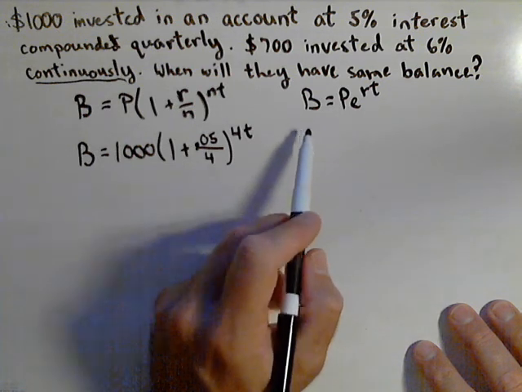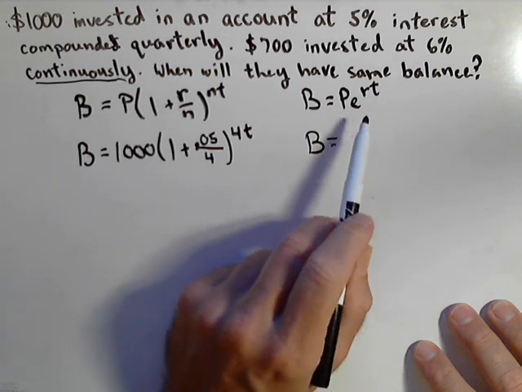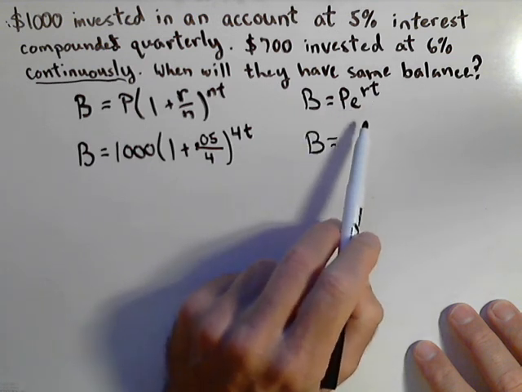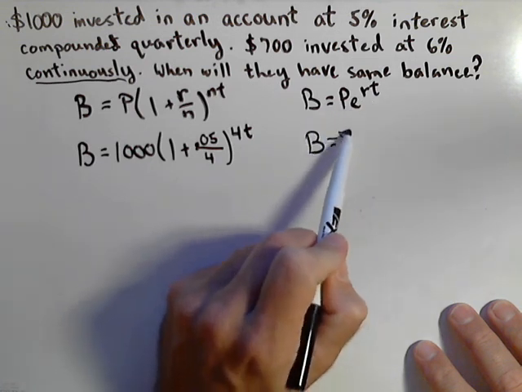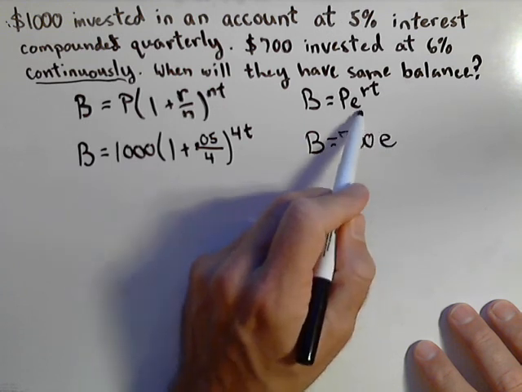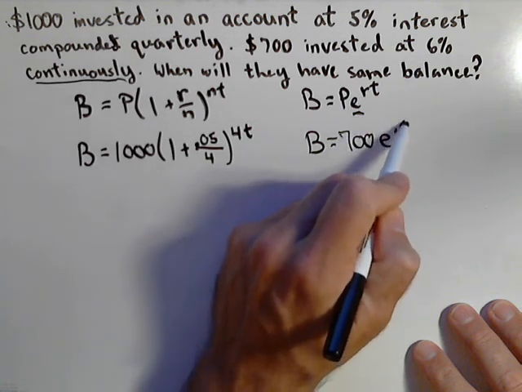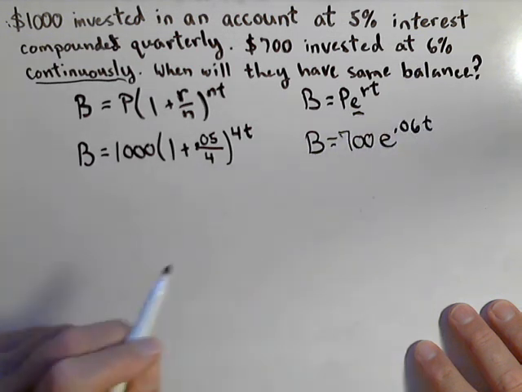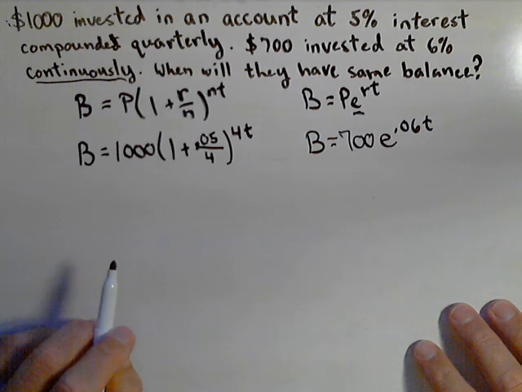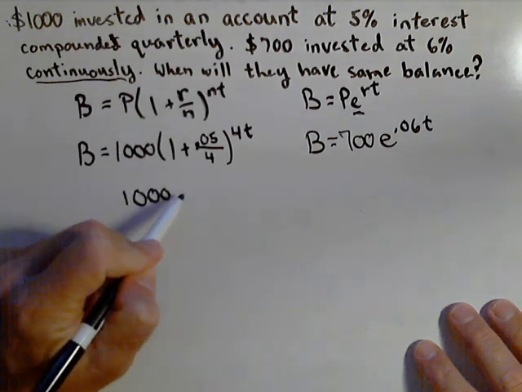For compounded continuously, we use a little bit different formula, sometimes called the PERT formula, a little bit simplified because we don't have to worry about the number of compounding periods. So we have $700 times e, that's always going to be part of the formula, raised to the 0.06t.